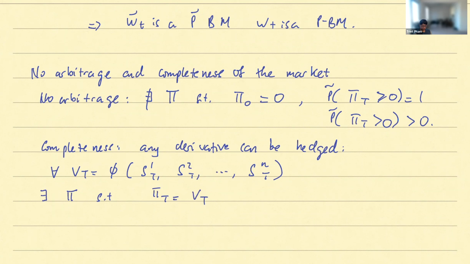Well, what does pi have to do? The only restriction on pi is it must consist of the tradable assets. So in other words, these are the number of shares you choose to hold in asset Si at time little t, and this portfolio pi must be self-financing. Self-financing, we talked about it before a little bit.